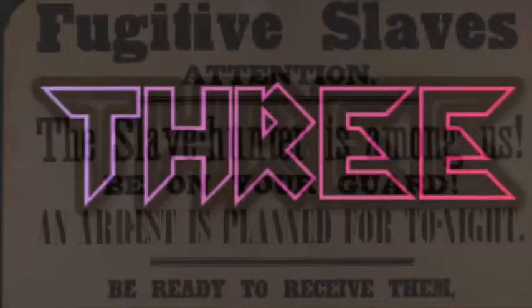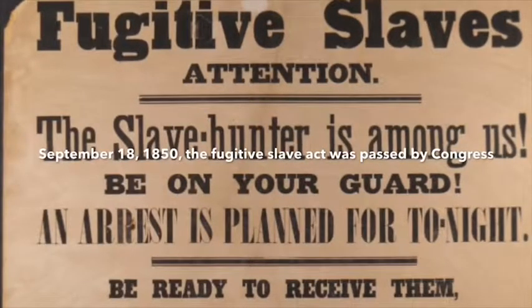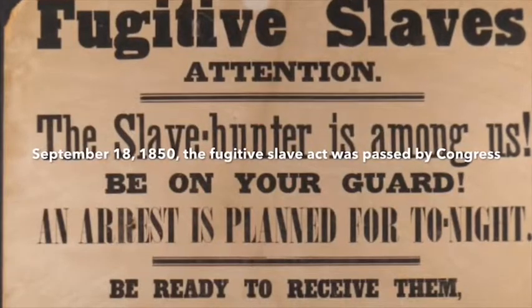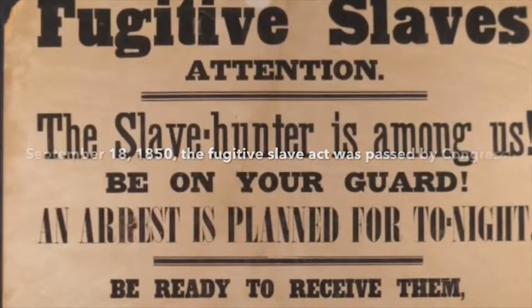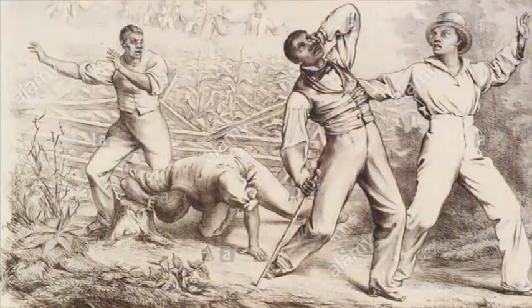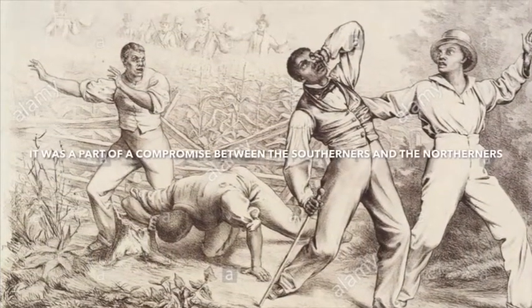3. Fugitive Slave Act. September 18, 1850. The Fugitive Slave Act was passed by Congress. It was a part of the compromise between the Southerners and the Northerners.